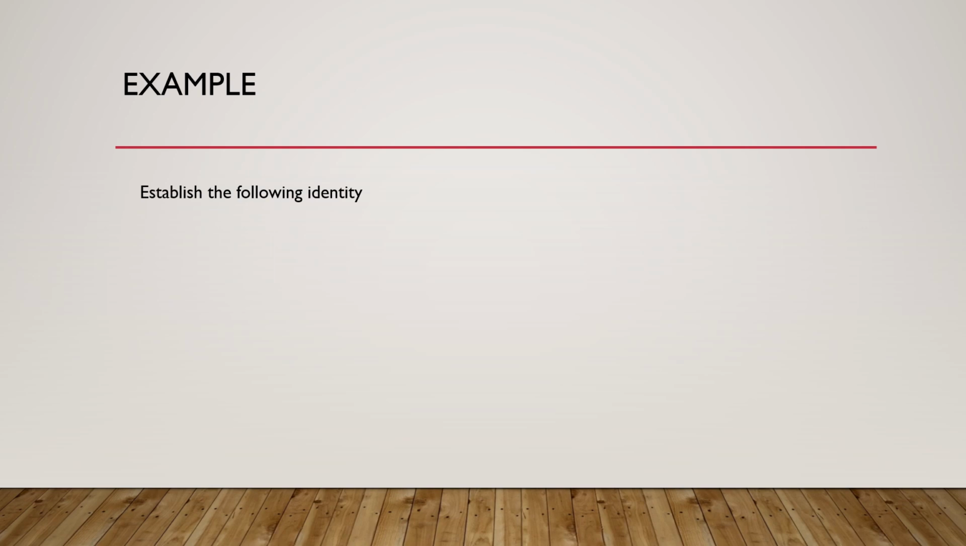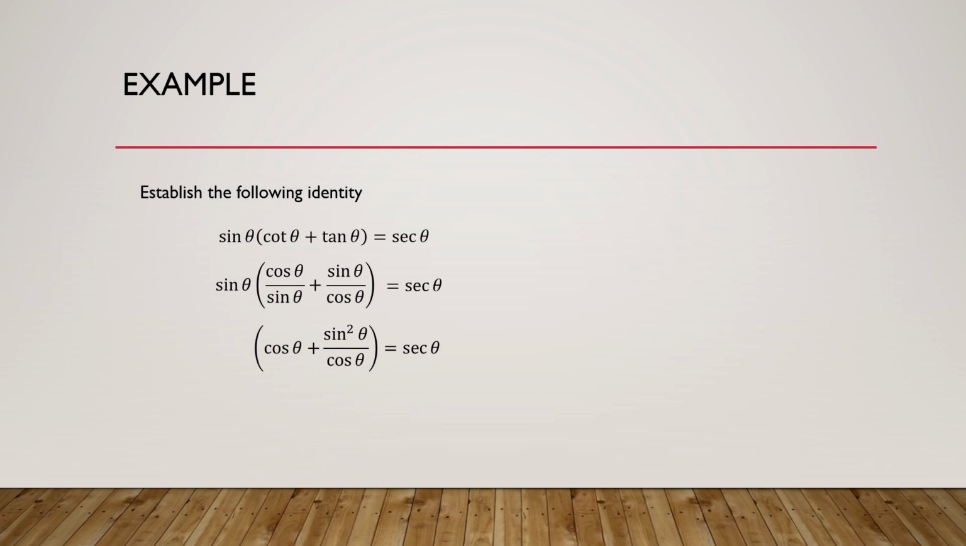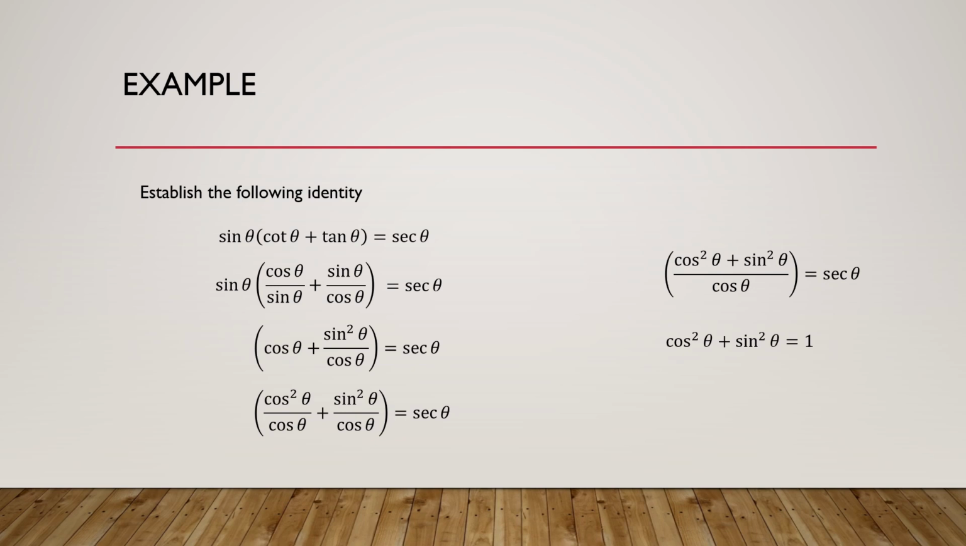As an example, let's use the Pythagorean identity to establish that sine theta times a quantity of cotangent theta plus tangent theta equals secant theta. First, we write cotangent theta as cosine theta over sine theta, tangent theta as sine theta over cosine theta. Next, distribute sine theta to get cosine theta plus sine squared theta over cosine theta. Then establish the common denominator of cosine theta to get cosine squared theta plus sine squared theta over cosine theta. Since cosine squared theta plus sine squared theta equals 1, then 1 over cosine theta equals secant theta, which is correct by the definition of secant theta.